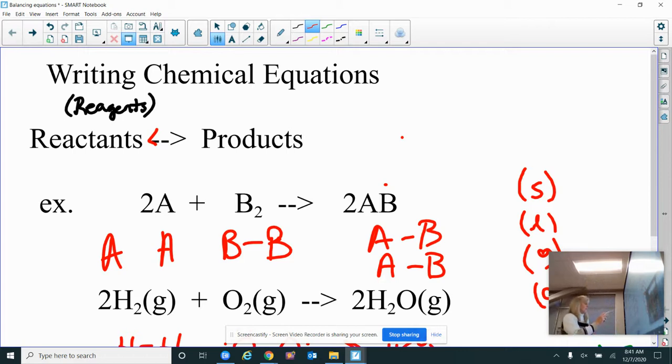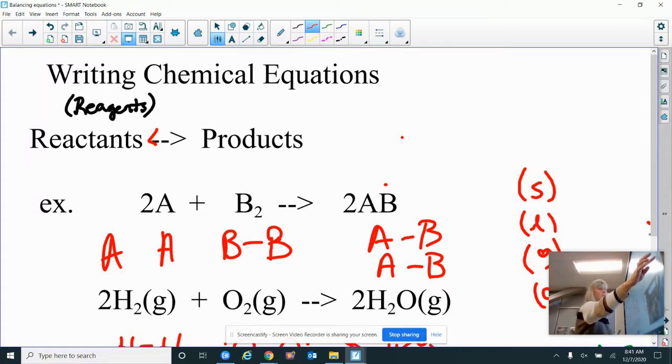Okay. And you cannot change the subscripts when you're balancing an equation. The subscripts are how they're bonded. So with ions, we balance the charges in a specific way to make them add up to zero. Those subscripts are set. Or with molecules, this is the way they're bonded together. Those are set. So you never can change the subscripts, only the coefficients when you're balancing.